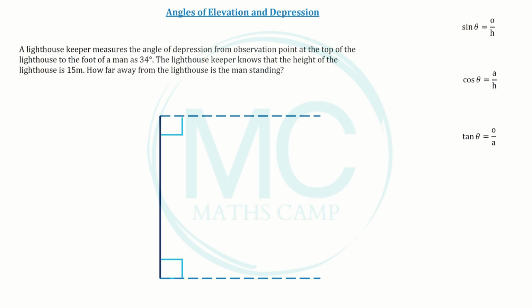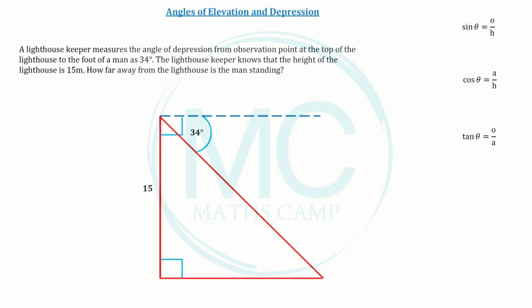Now we can draw a line from the top of the lighthouse down to the man standing on the ground. The angle of depression is 34 degrees. So let's draw an angle from the horizontal line, and we can fill in our angle of 34 degrees. The question tells us the lighthouse is 15 meters high. So let's make a note of this on our diagram as well. Now we have a right angle triangle. I'm going to make it red.